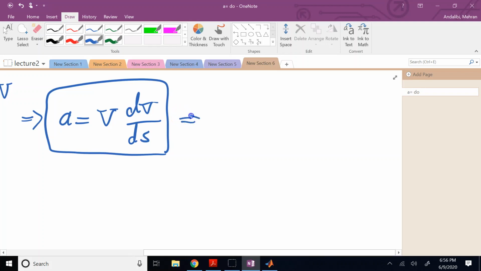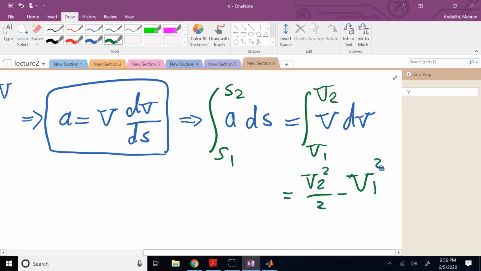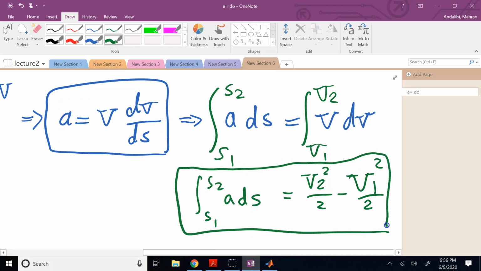Or you can cross-multiply and get a times ds to be v times dv, and then integrate both sides. That's another way to look at it. This is from s1 to s2, and this is from v1 to v2. The right-hand side integral is the integral of v dv, so it is going to be v2 squared over 2 minus v1 squared over 2. So that's another way to look at the time-independent equation, either the one in blue in differential form or the one in green in integral form.